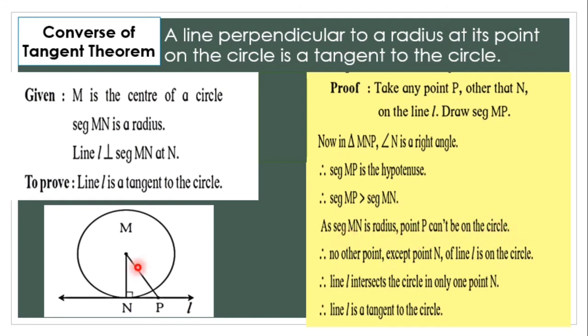If MN is the radius, then here what do we assume? We assume that point P is on the circle, but point P is not on the circle. It is on the line. Therefore, no other point except point N of line L is on the circle. Therefore, line L intersects the circle in only one point, that is N. And if the line L intersects the circle only in one point, that means line L is a tangent to the circle. So hope you understand this converse part of the tangent theorem.